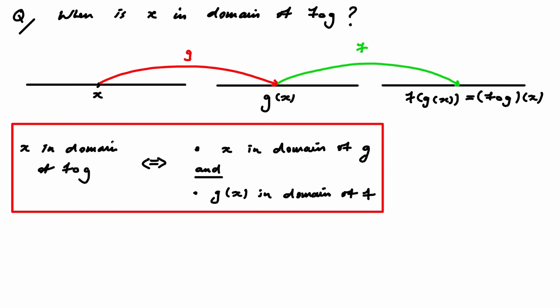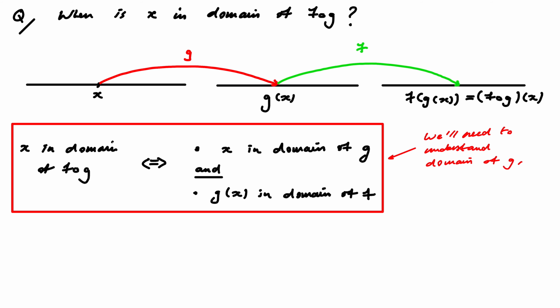So what do we need to understand the domain of a composite? I think we need to know three things really. So we need to know, of course, the domain of G. That's of course obvious.